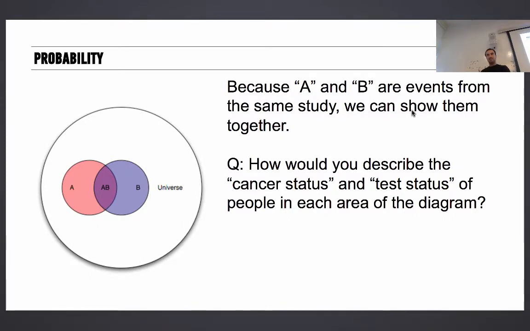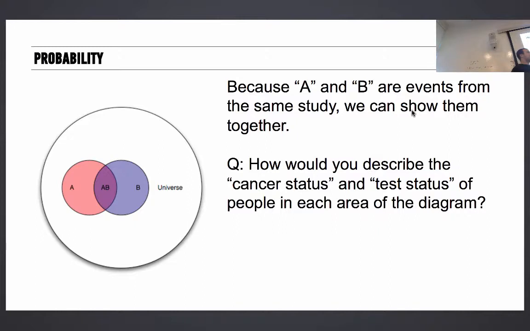And tested positive. This is the tricky part. This circle A is people who have cancer. But if you're not in the center part, you're not in B, which means your test was negative. What if you're in this blue part, this kind of crescent blue part? What does that mean? But you don't have cancer. So what is A and B? And tested positive, and you have cancer.